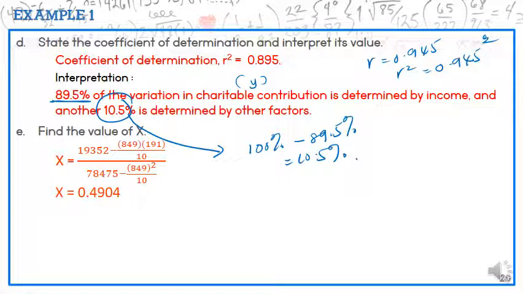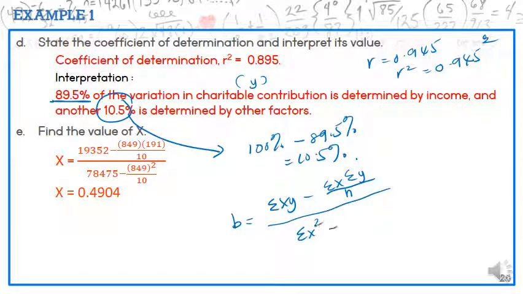Find the value of X. So if you refer back to your SPSS output, X yang diminta adalah your B, slope coefficient. So B, your slope coefficient, adalah summation of XY minus summation of X multiply summation of Y bahagi dengan N, and then all bahagi dengan summation of X squared minus summation of X kuasa 2 bahagi dengan N. So substitute masuk all the value and dapatkan nilai X.